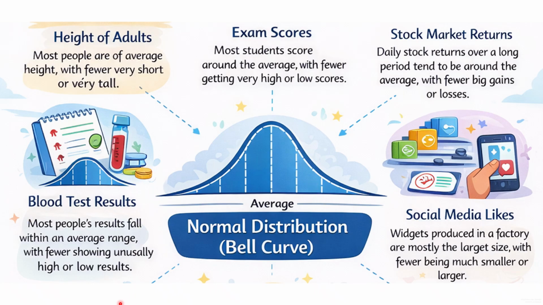Blood test results. Most people's results for a range of different tests of your blood will show things in an average range. Some will be more extreme than others. And this can be like your cholesterol levels, for example. Social media likes are shown to be a normal distribution. Widgets produced in a factory are mostly the largest size, with a few being much smaller or much larger. And we see it in stock market returns as well. It is everywhere in the world. And because of that, we can start to use this to solve problems.